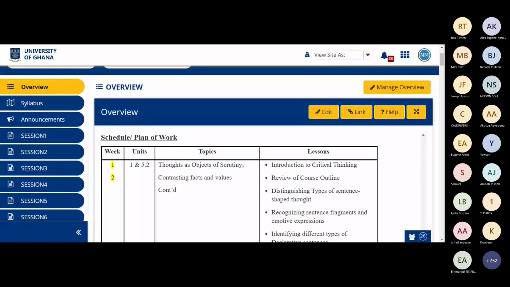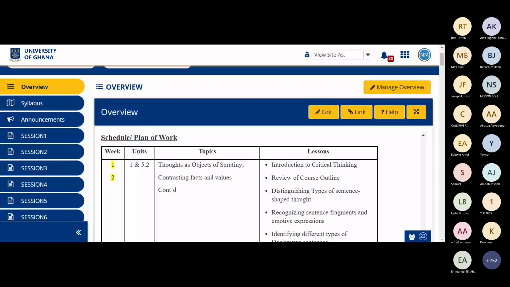Look at week 1, which is today. The topic is thought as object of scrutiny. After you have done the introduction, look at my right side, the lessons. We have to introduce you to critical thinking. We'll review the course outline together. So that's what we just did. I took you through the course outline.